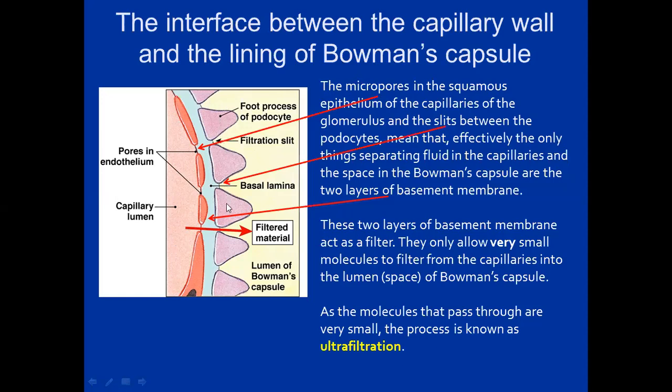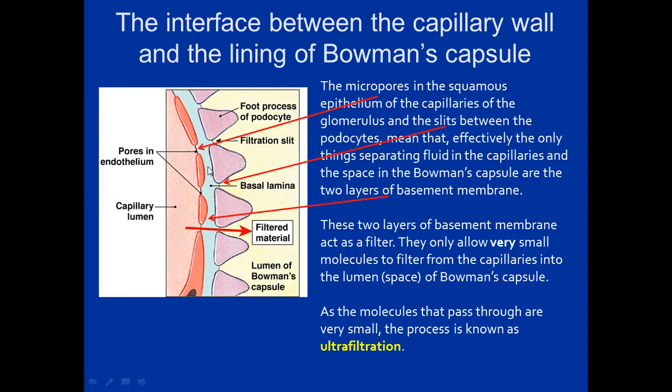Then these are the little foot processes, the little extensions of the podocytes. Remember that I said to you that podocytes are shaped a bit like starfishes. So if you take a section through them, this is what you're going to see. You're going to see basement membrane, and you're going to see these little things. And then between them are slits. So here are little micropores, and here are little slits. Okay. So the basement membrane, here it's called basal lamina. You just need to know it as basement membrane. Two layers of basement membrane.